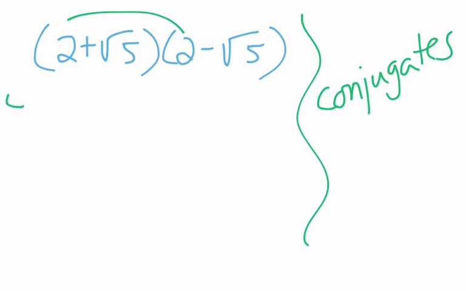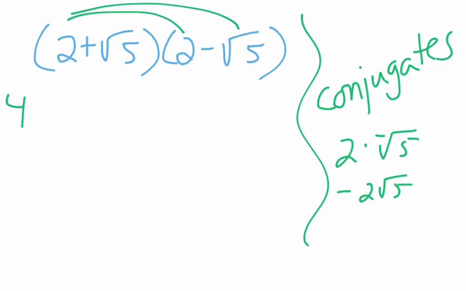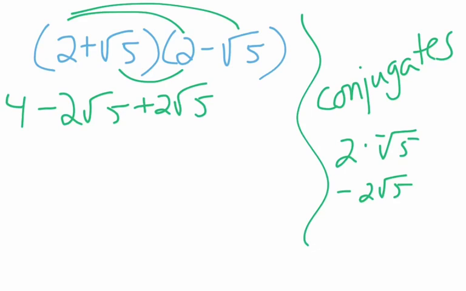2 times 2 is 4. 2 times negative root 5. Okay, I'll just do my little scratch work. Positive times a negative is a negative, so it's going to be negative 2 root 5. This in the middle, root 5 times 2. Remember what we just did. We're going to take that 2 and move it to the other side because we don't want that confusion.